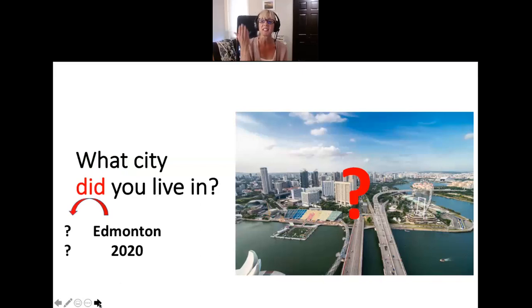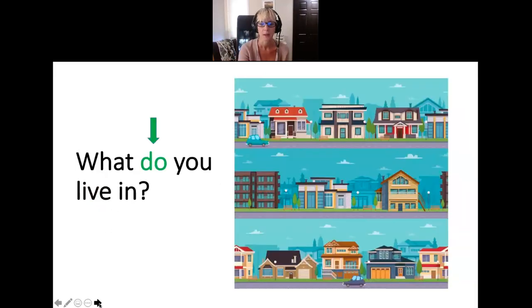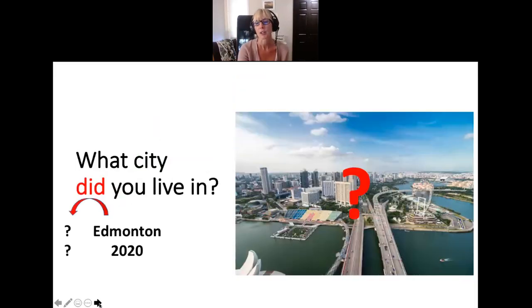What city did you live in before Edmonton? Okay, before Edmonton, before 2020. What city did you live in? The answer is, I lived in Shanghai. I lived in Tripoli. I lived in, trying to think, Toronto. That's okay too.